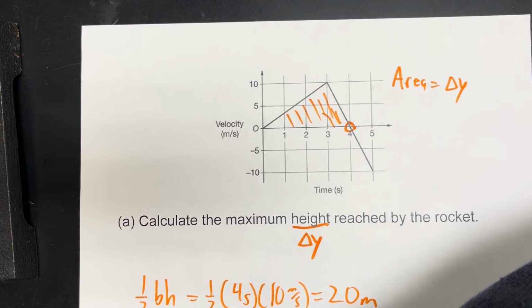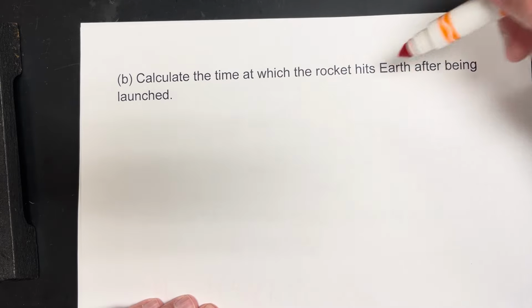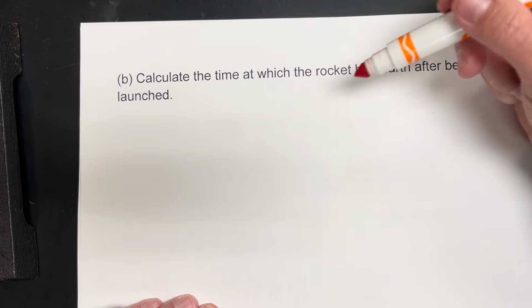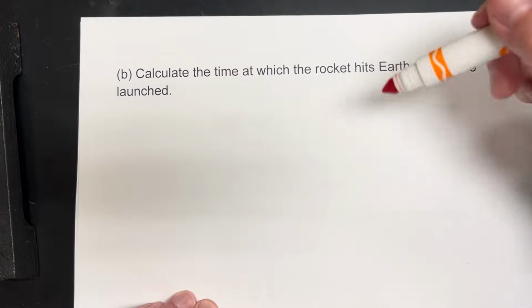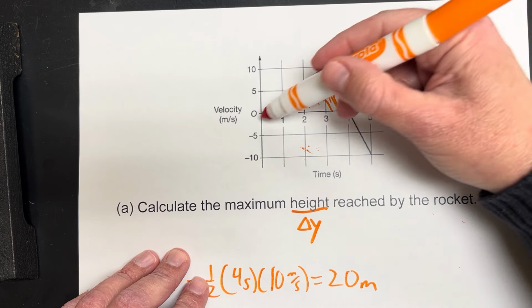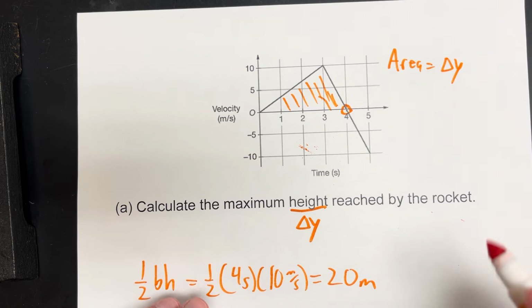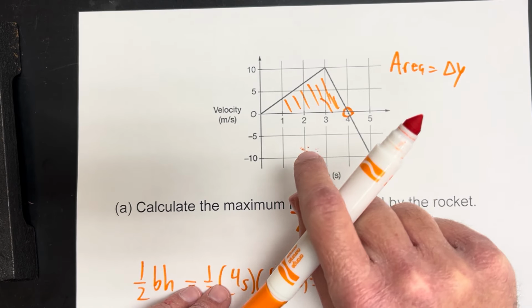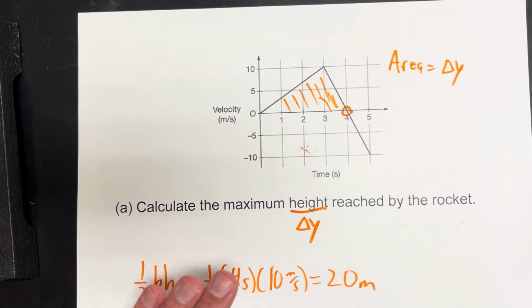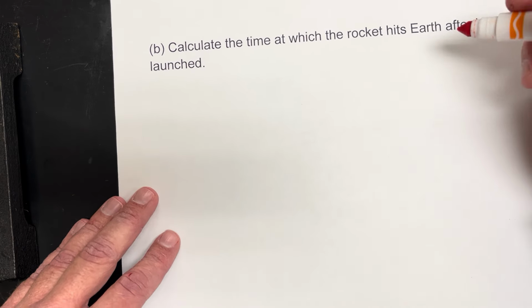All right. So next part, it says calculate the time at which the rocket hits the Earth after being launched. Now, one thing you have to be careful of here is you cannot solve this problem in one swoop because we've got two different accelerations here, because I have 2 different slopes. And so you cannot use the kinematic equations in just one case here because the acceleration changed, and that means we can't do it in just one step. We've got to do it in at least 2 steps.